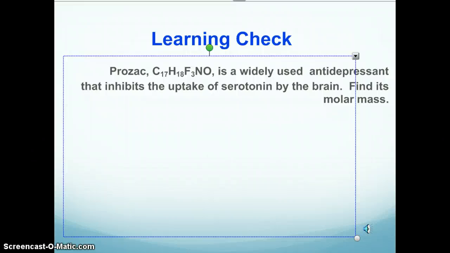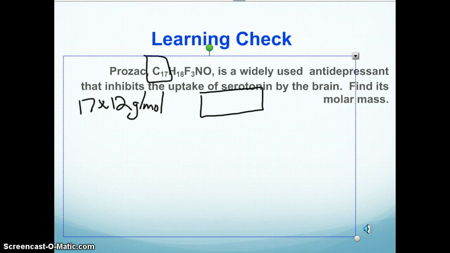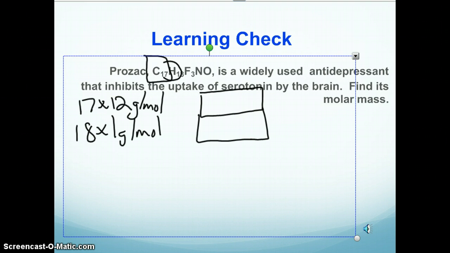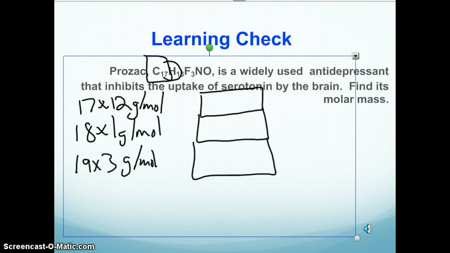Okay, so we could do this again for a more complicated molecule. This is Prozac. So C17, that would be 17 times 12 from the periodic table, 12 grams per mole. We have 18 times 1 gram per mole for our hydrogen. We have 19 times 3 for our fluorine. And then we have 1 times 16 for our oxygen.